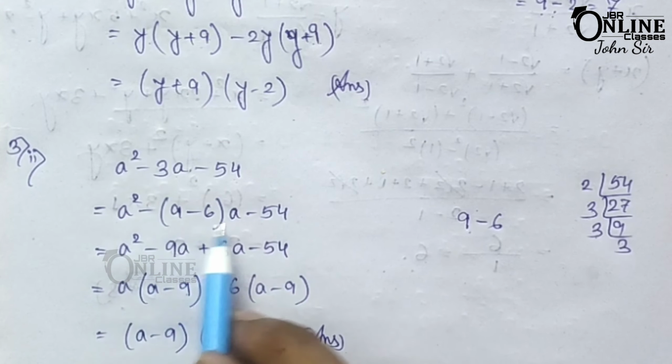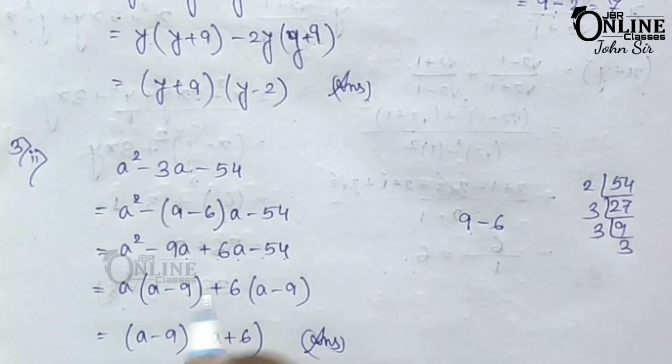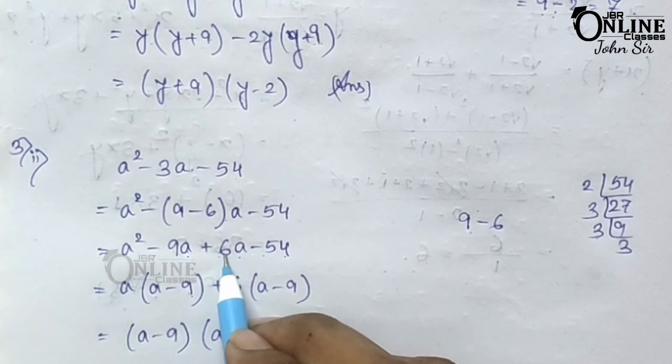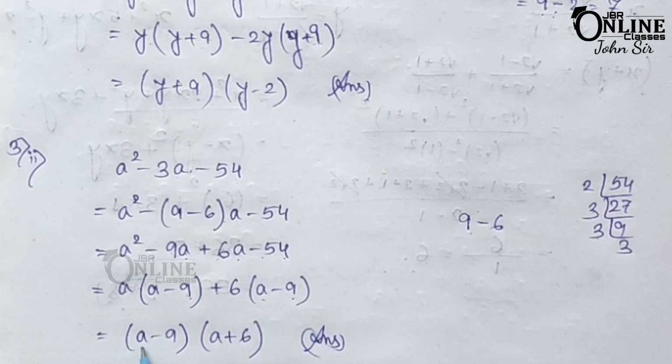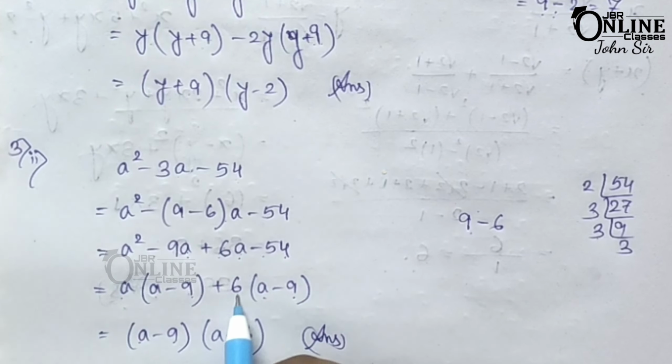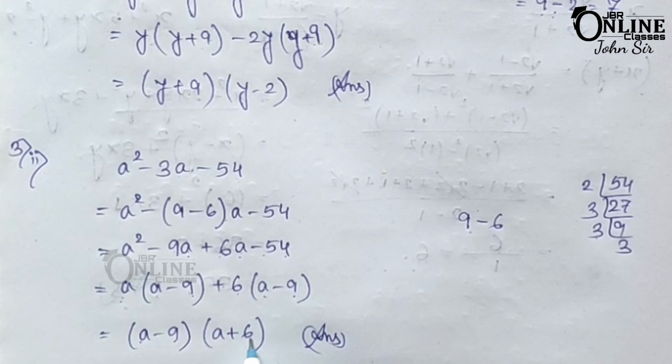Then here a square minus 9a plus 6a minus 54. A will be common from the first two terms, a minus 9. 6 will be common from the next two terms, it also becomes a minus 9. So the final answer is a minus 9, and the rest of the two terms, a and a plus 6.